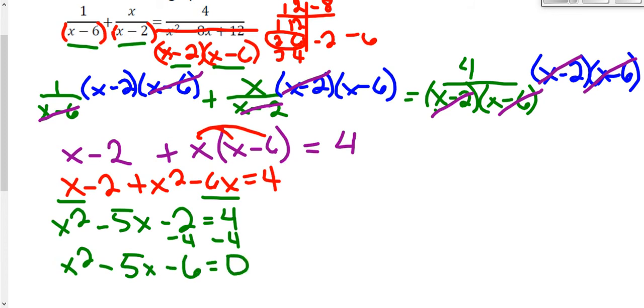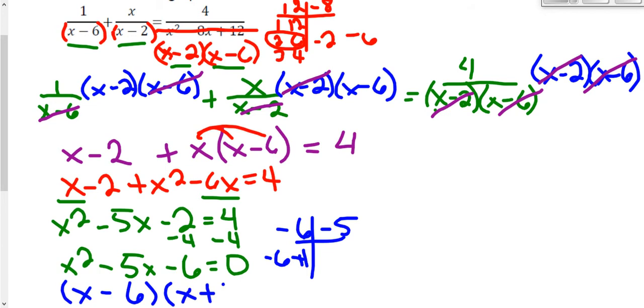And in order to solve for x, all I have to do is one more t-chart here. I have to find two things that multiply to negative 6, that add to negative 5. Those numbers are going to be 6 and 1. And in order to get a negative 5, the 6 has to be negative and the 1 has to be positive. So x minus 6 times x plus 1.